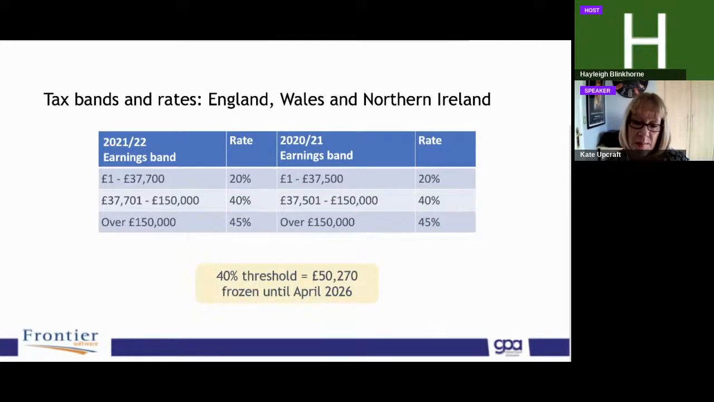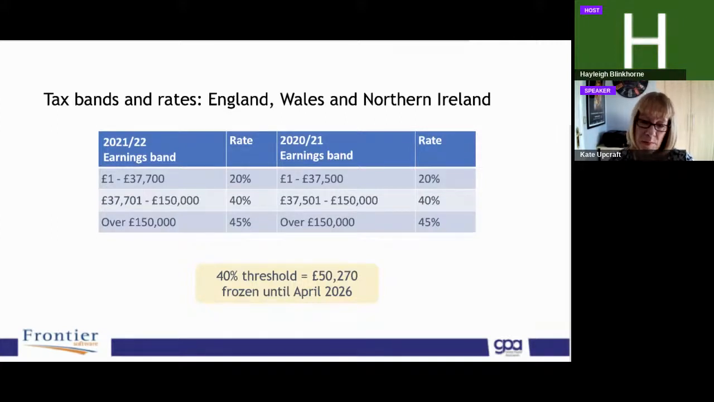Within those tax bands, 10% of the tax in each band goes to the Welsh Assembly. We have tax sharing powers with Wales, so whilst it's not devolution in its full sense, there is a sharing of some of that tax with the Welsh Assembly.